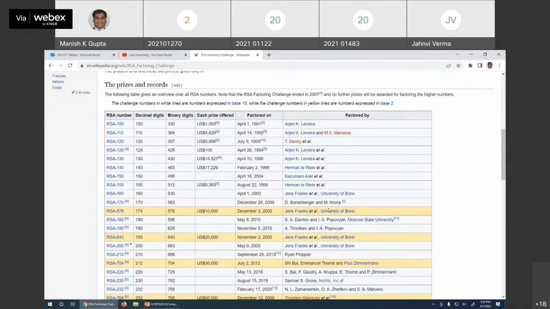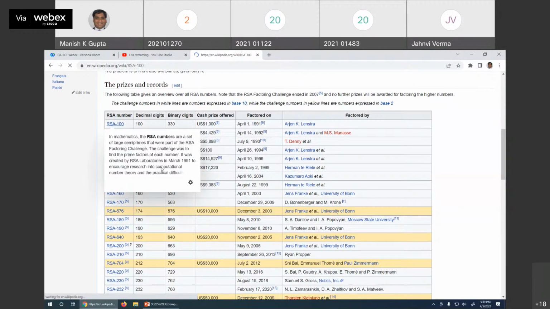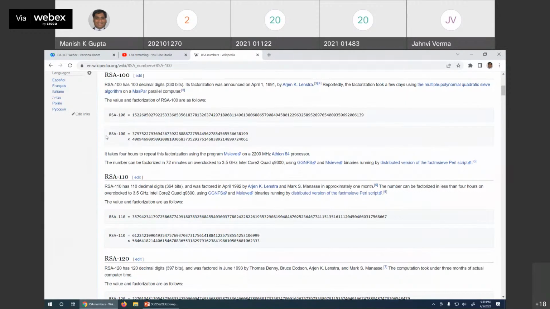This is the list. 100 decimal digit, $1,000 prize. Somebody has taken the 110 decimal digit factorization. So I can show you. This is the number, you see. This is the prime factorization of the number. These are two prime numbers. You have to do a very simple thing. You think you are very good in programming, write a computer program to do this.